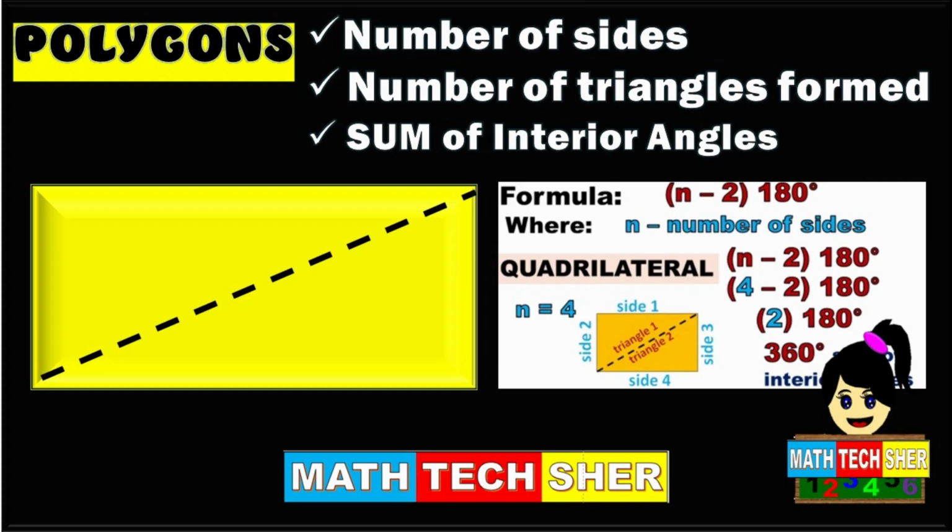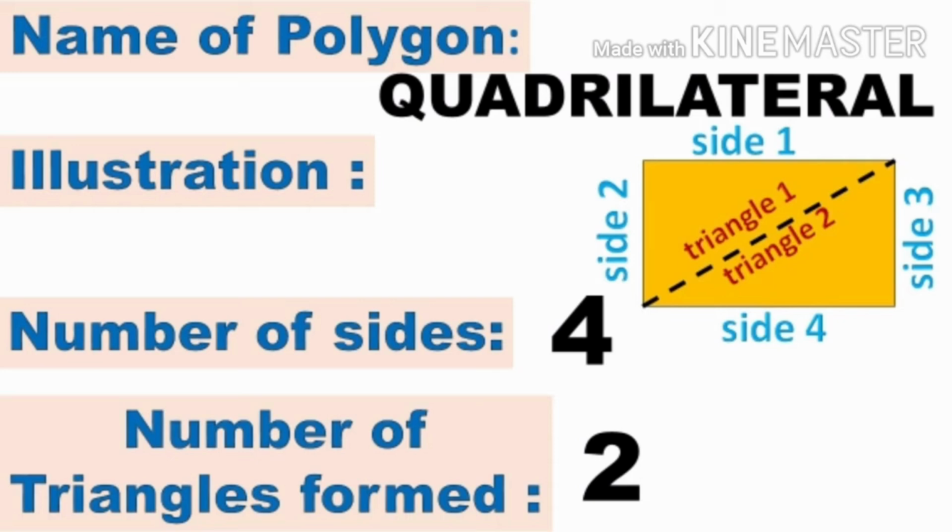Next, we have the next slide, which is the quadrilateral. Okay, we have this illustration. If you're going to count the sides, we have 4 sides in quadrilateral. And the number of triangles formed, we have 2.